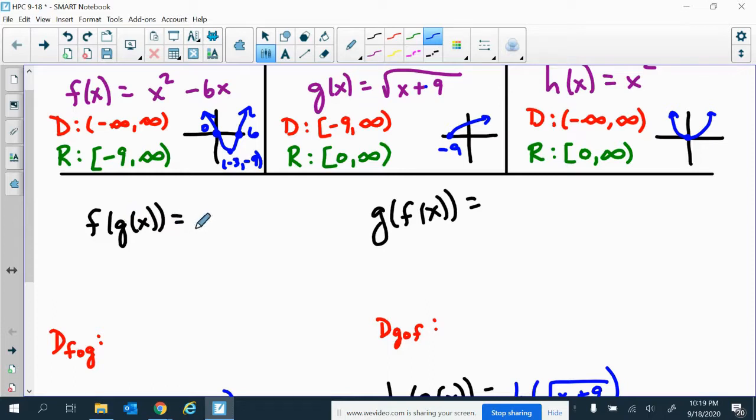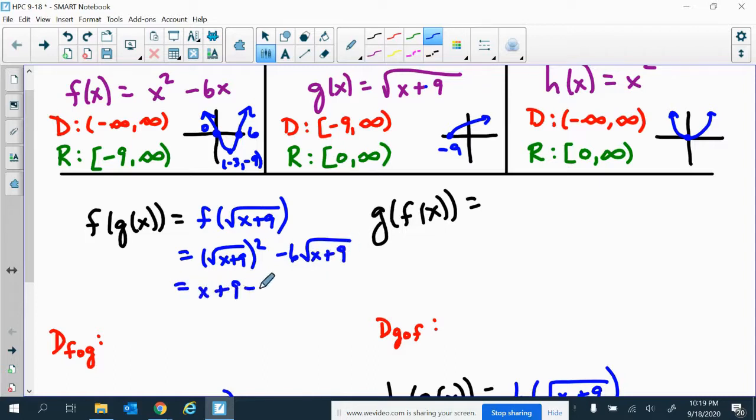F of g of x, I will take f of root x plus 9, and that gives me root x plus 9 squared minus 6 root x plus 9, which is x plus 9 minus 6 root x plus 9. So that's f of g of x. Now, if I take a look at the domain of f of g, I look at the original domain, which is negative 9 to infinity, and that takes me to the range of 0 to infinity.